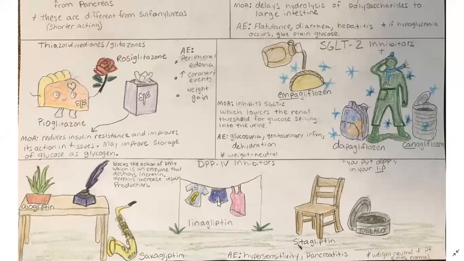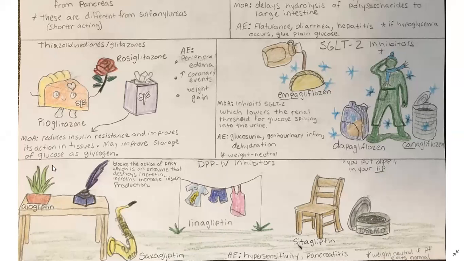And then finally, we will look on this page at the DPP4 inhibitors. So DPP kind of looks like the word dip. So think you put dip in your lip. Dip is tobacco, usually comes in tins. And so all the drugs in this category end in the word tin.